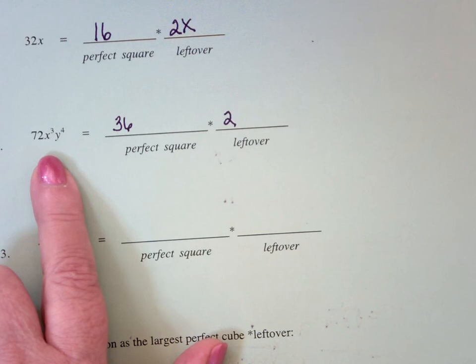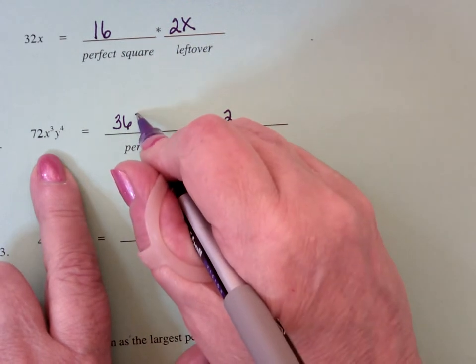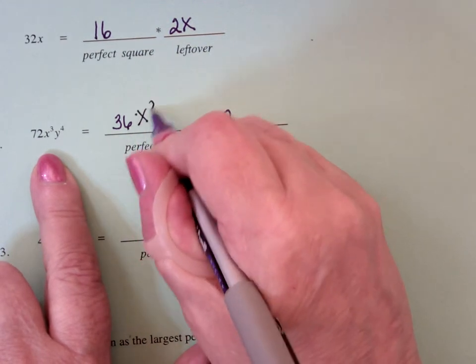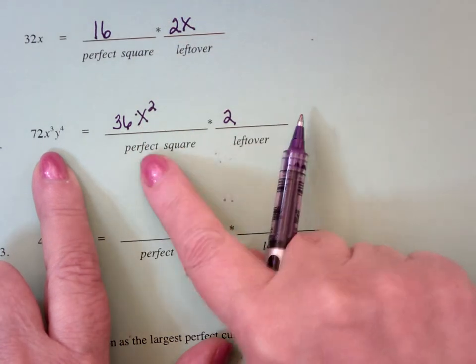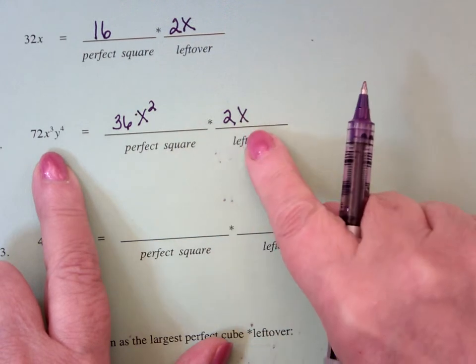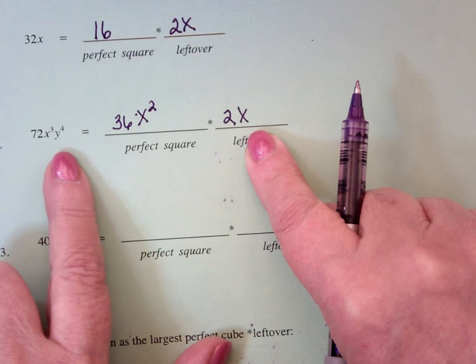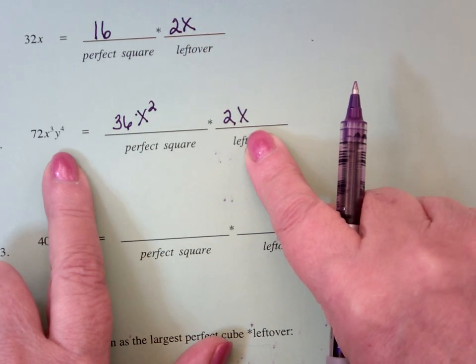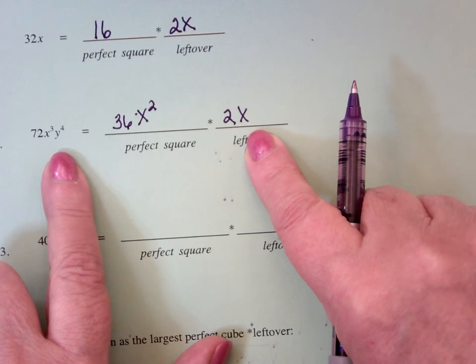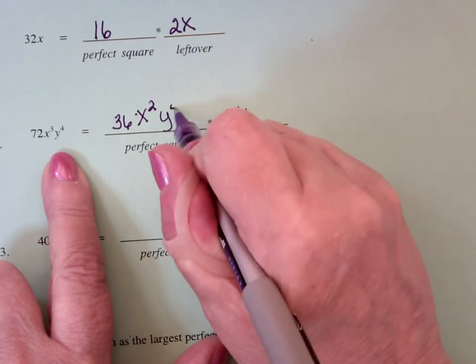The square that's in x cubed, the biggest square that's in x cubed is x squared. I've got 3 of them. 2 of them are the square, and that means I have 1 left over. X squared times x is x cubed. The biggest square that's in y to the 4th is itself y to the 4th. See, we're looking for the biggest even power. So this would be y to the 4th.